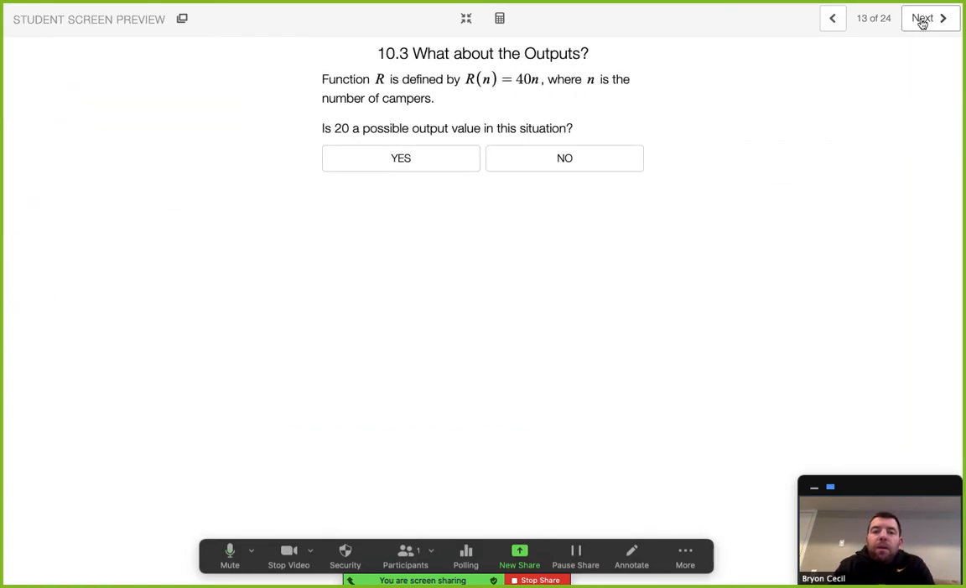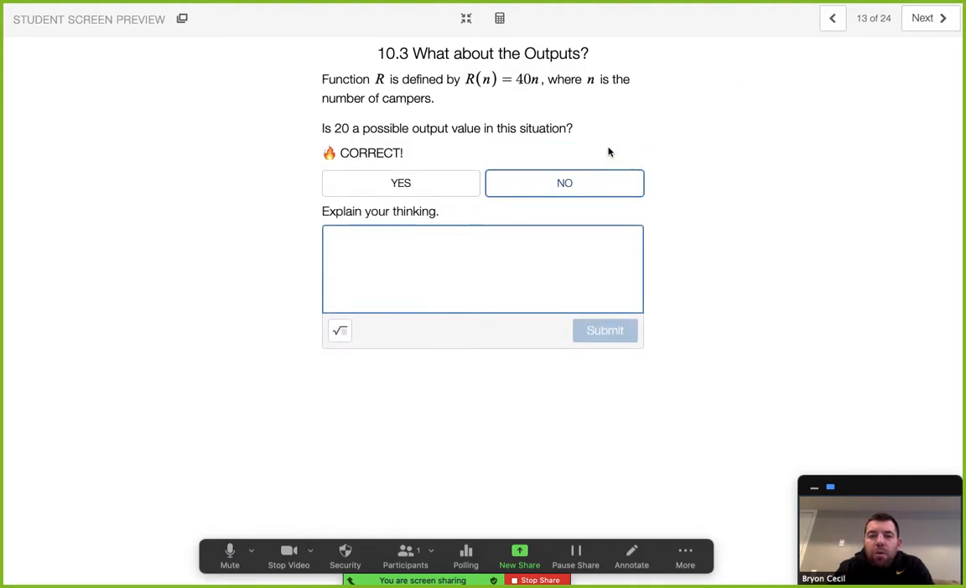Okay, 40n, where n is the number of campers. Is 20 a possible output? Now, I want you to think about this. Can I plug in a number of campers to get 20? No. Because to get 20 as an output, that would mean 40 times what gives you 20? 1/2. And you can't have 1/2 of a camper. It's just not possible. So 20 cannot be an output.